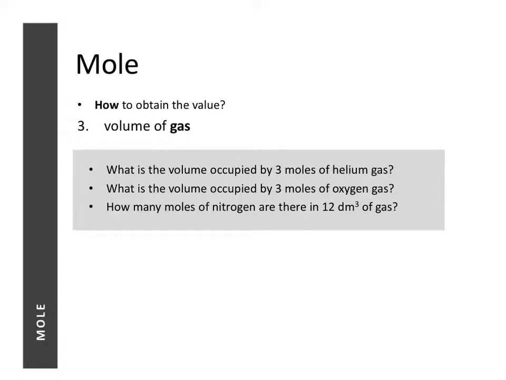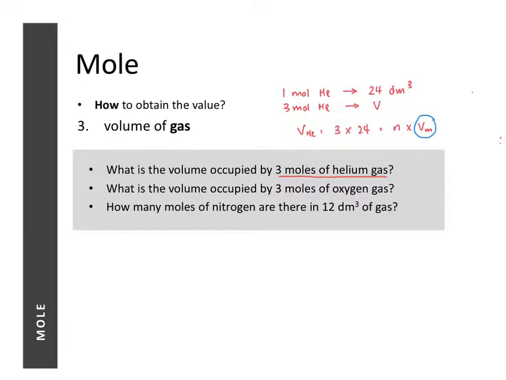In the first question, what is the volume occupied by 3 moles of helium gas? For that we need to invoke Avogadro's law. 1 mole of helium would occupy a volume of 24 dm cube. So if I have 3 moles of helium, what volume will it occupy? The volume of helium will be 3 times 24, meaning the volume of a gas is equal to the number of moles times the molar volume, which I will represent by the symbol V subscript M.